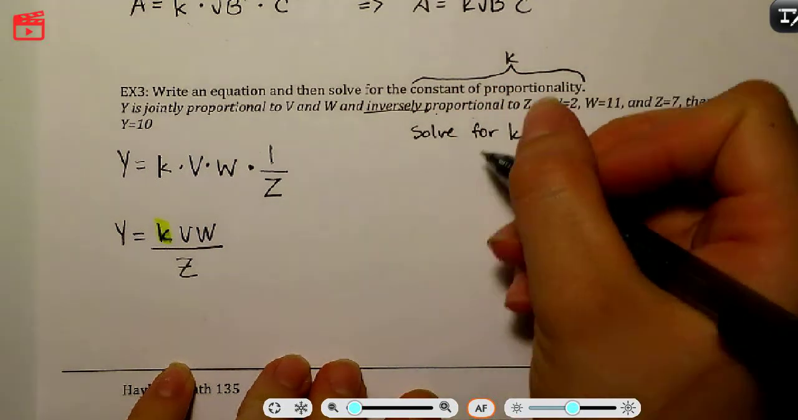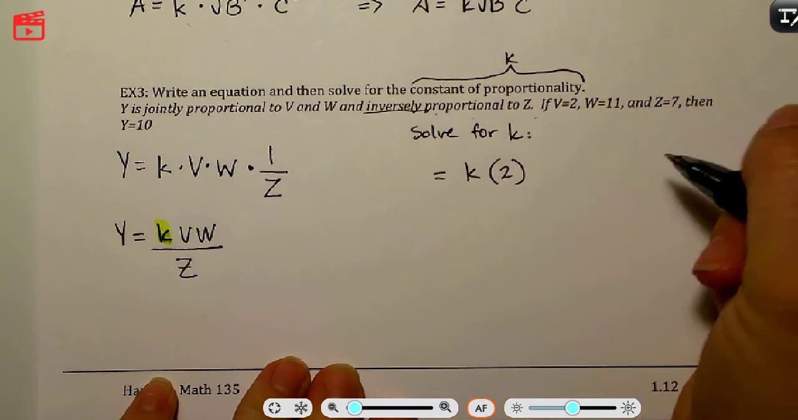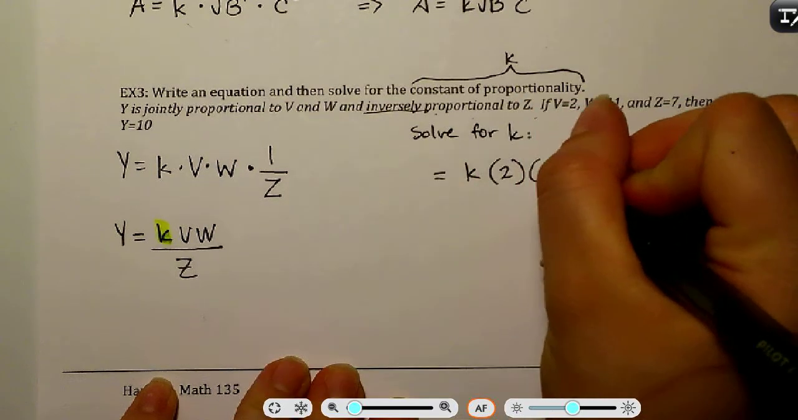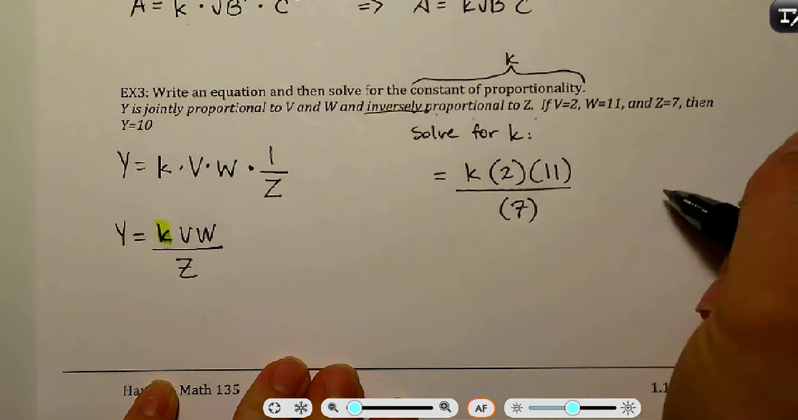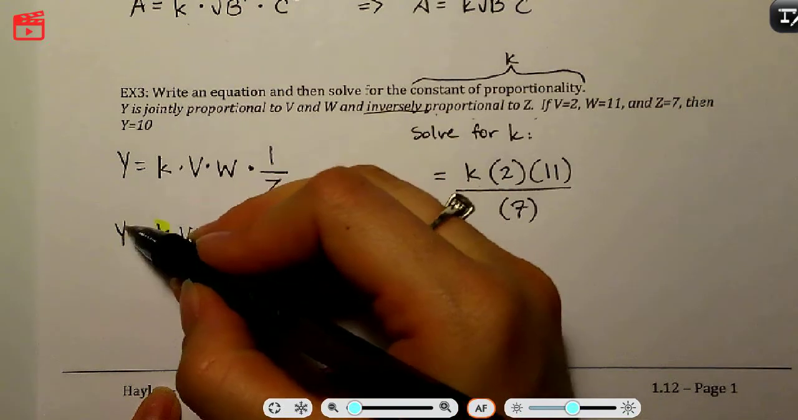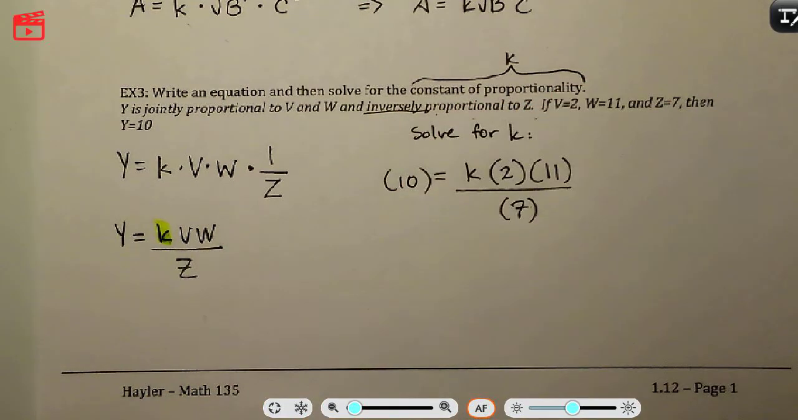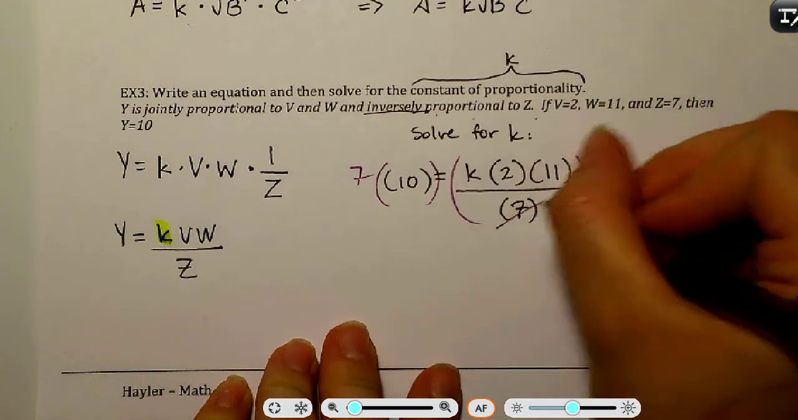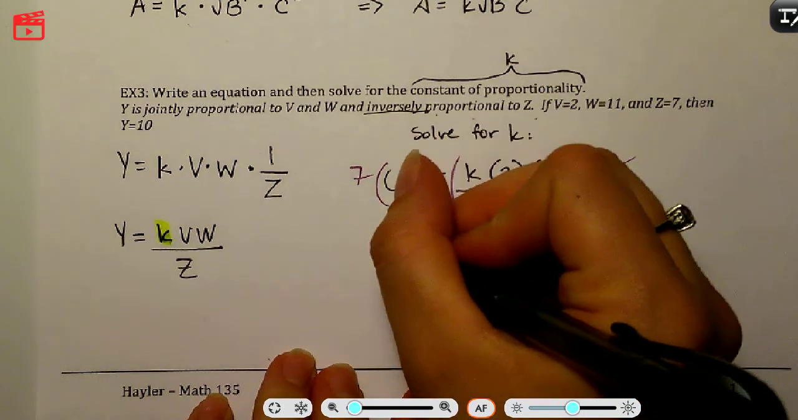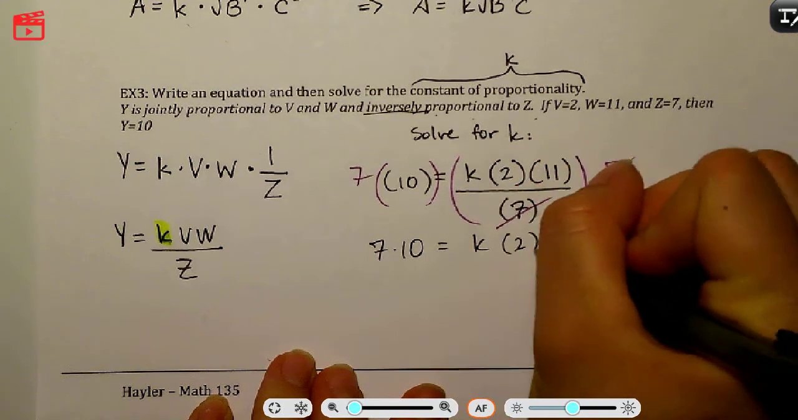So if v is 2, we're going to replace the v with a 2. W is 11, so replace the w with 11. And z is 7, replace that with 7. Then y is 10, so let's replace y with 10. Alright, so now we're going to solve for k. Let's multiply both sides by 7. That'll cancel that out. And we have 7 times 10 equals k times 2 times 11.